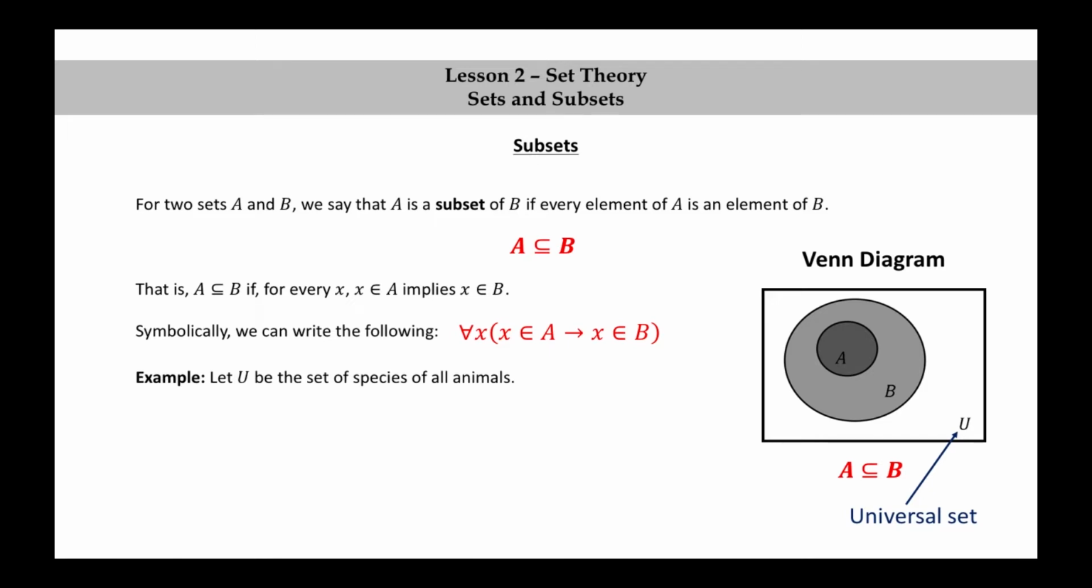For example, we could consider the universal set U to be the set of species of animals, and we could let A be the set of species of cats and B be the set of species of mammals. Note that every cat is a mammal and every mammal is an animal. So this Venn diagram represents this situation nicely. We have A, a subset of B, a subset of U.